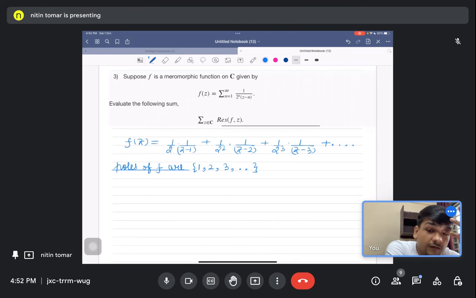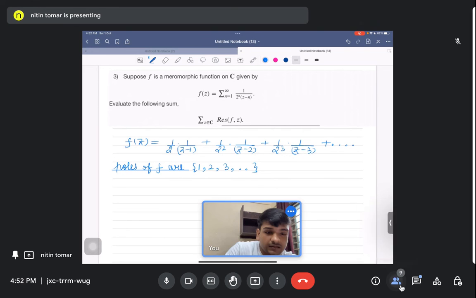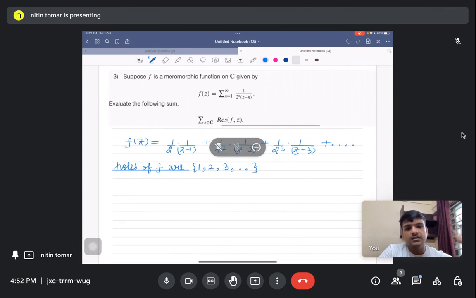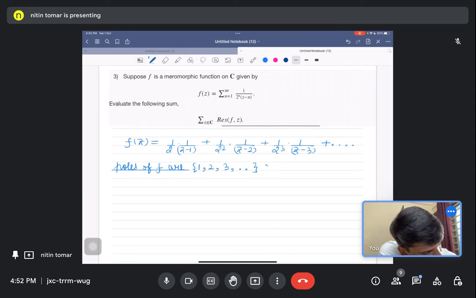Is this clear to you? Because you can see that 1 upon z minus n is there, right? And these are simple poles, correct? Okay. And what is the residue at any natural number? It is 1 upon 2n, right?